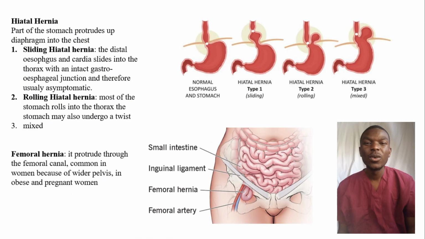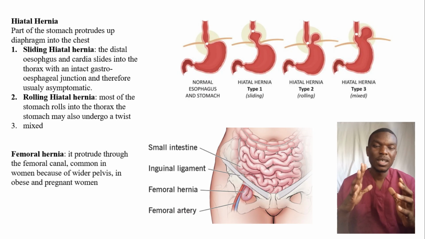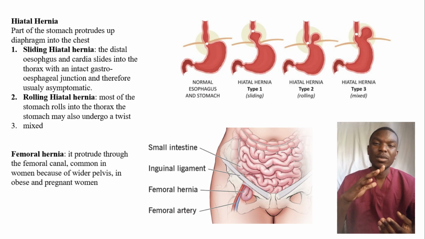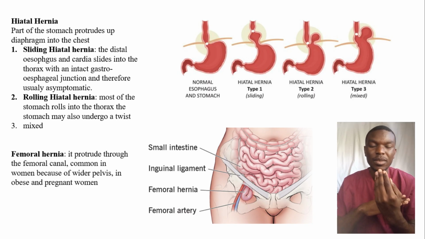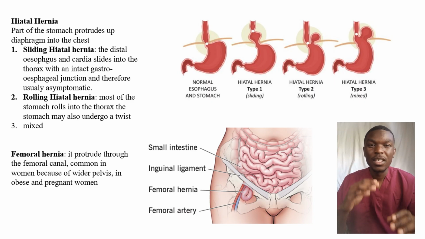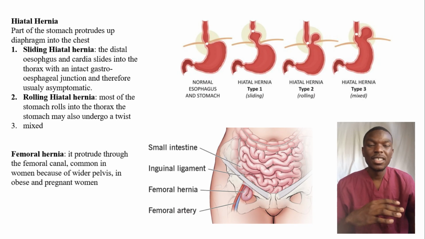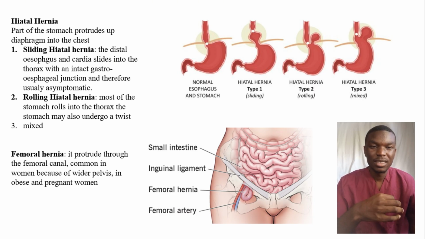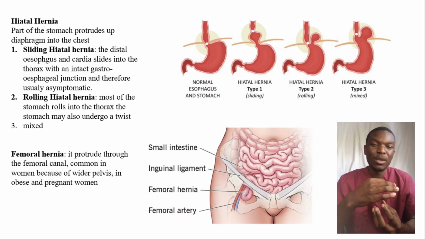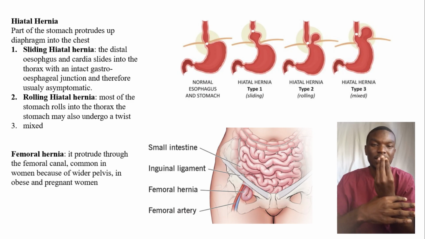And then, hiatal hernia. This is where the stomach or part of the stomach protrudes through the diaphragm into the thorax or into the chest. So there are basically three types. The first is the sliding hiatal hernia. In this one, the distal part of the esophagus and part of the stomach, the cardia, will protrude through into the thorax. So they'll be sliding up and down.